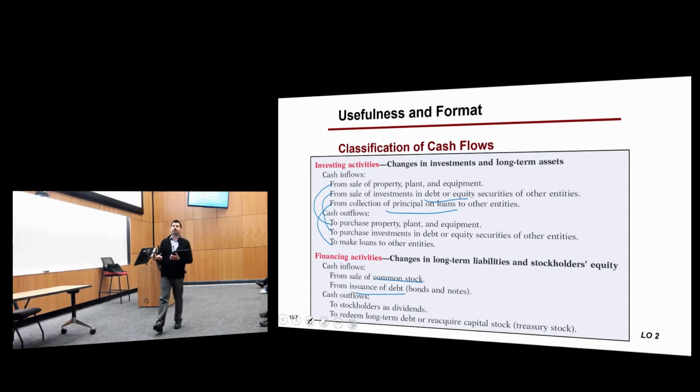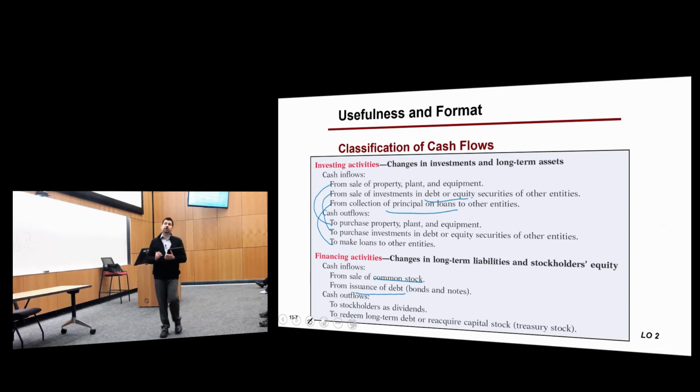When the company redeems long-term debts, when they buy back those bonds, they are paying in cash. When they buy treasury stocks, they pay in cash. So those are cash outflows.